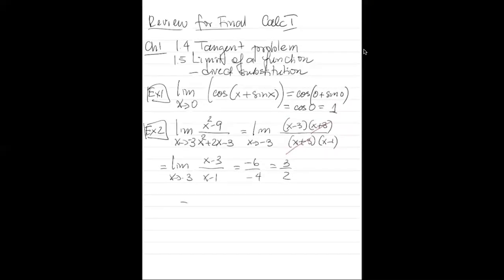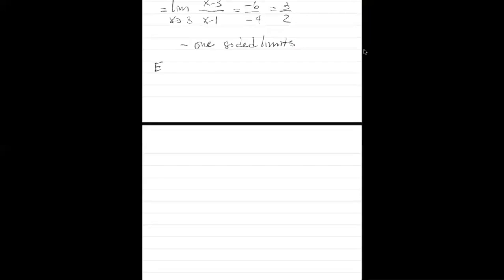Then we talked about one-sided limits. So those are limits from the left or from the right. Example 3. Let's look at this piecewise function, which is equal to 0 if t is negative and 1 if t is positive. You can sketch the graph.